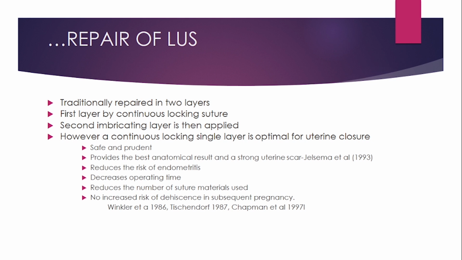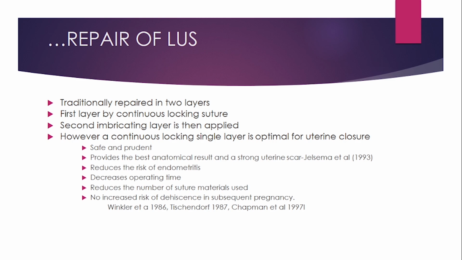So the lower uterine segment is traditionally repaired in two layers. The first layer is actually more important than the second layer. It is the continuous locking. That's the layer that will secure your hemostasis for you. Then the second layer is the imbricating layer. That's the layer that will bury the first layer.